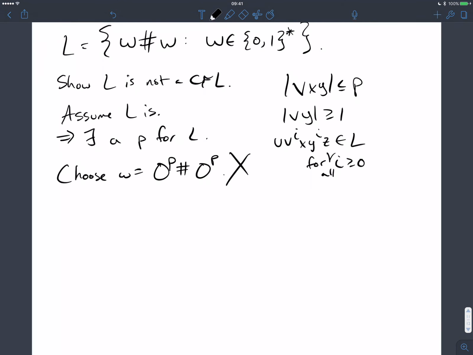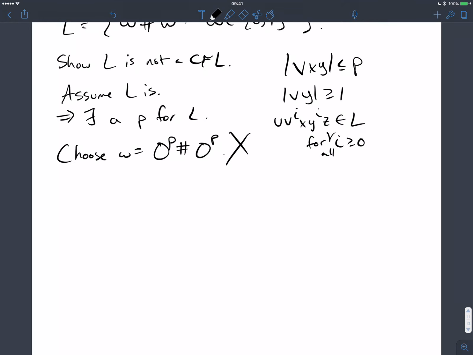Should I pick 1 to the P, pound sign, 1 to the P? No, effectively the same. So I have to have a mix of zeros and ones on both sides. For example, 0 to the P, 1 to the P, pound sign. Yeah, that's a perfectly valid one, because it's of the form W pound sign W. Okay, well, let's see. I have to show for every decomposition. Should I show for one decomposition?